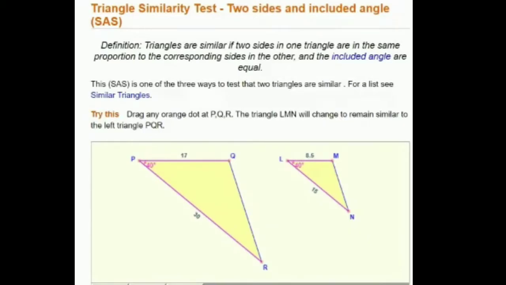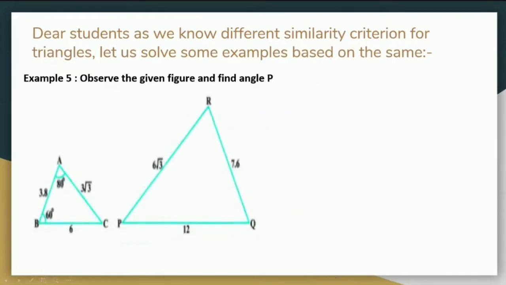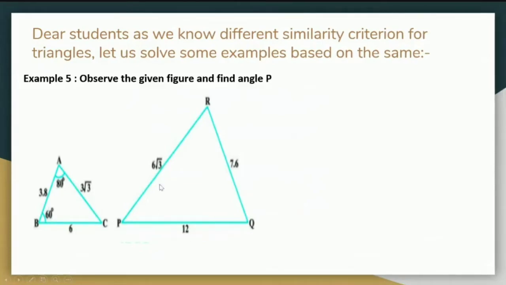So let us go back once again to the PPT. Students, as we now know the different criteria for similarity, let us solve some examples based on the same. See the example 5 we are doing. Observe the given figure and find angle P. Look here, we have 3.8 and 7.6. What is the ratio? 1 is to 2. 3 root 3 and 6 root 3. Ratio is 1 is to 2. 6 and 12. Ratio is again 1 is to 2. That means the triangles are similar.